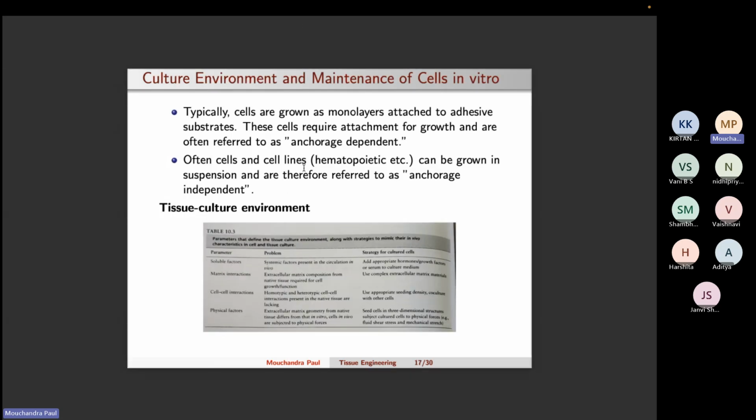Now you have to create an environment suitable for culturing your cells in vitro, that is outside the body. So how do you create this environment and how do you maintain it? The first and foremost thing, you need a sterile environment. Cell culture cannot happen in the open. You need a laminar hood where there is laminar airflow going on, either in a vertical direction or in a horizontal direction. This laminar airflow is basically a curtain of air that prevents entry of outside air inside your cabinet.